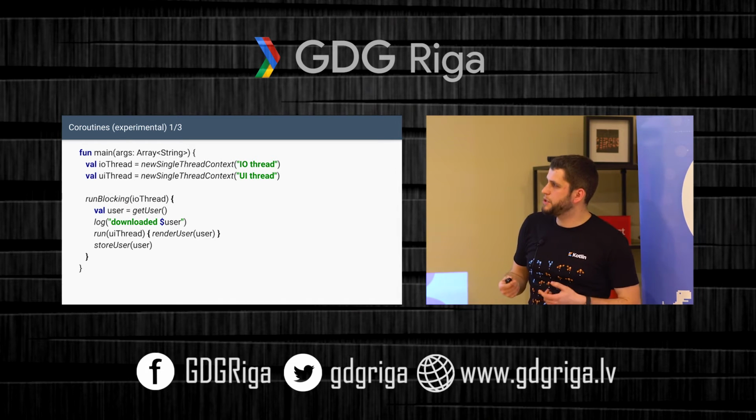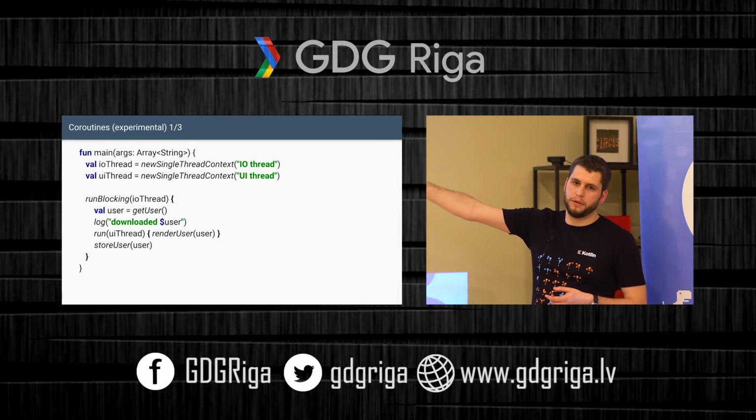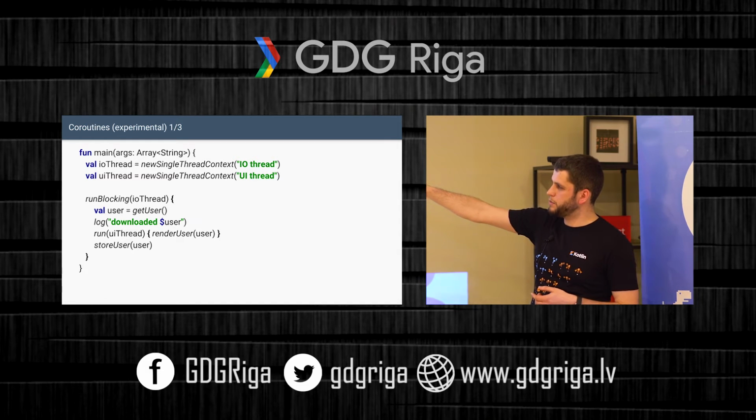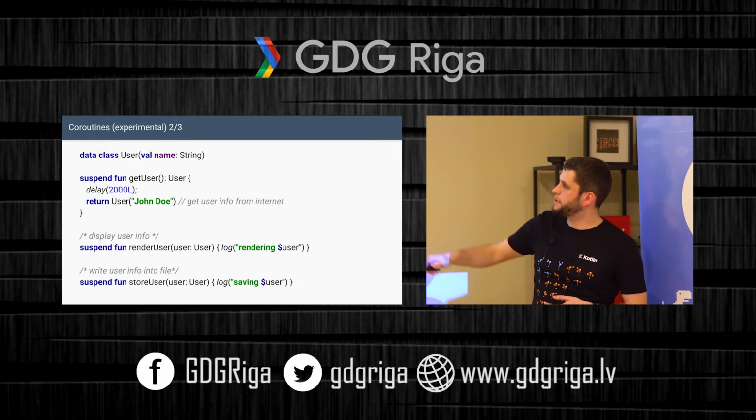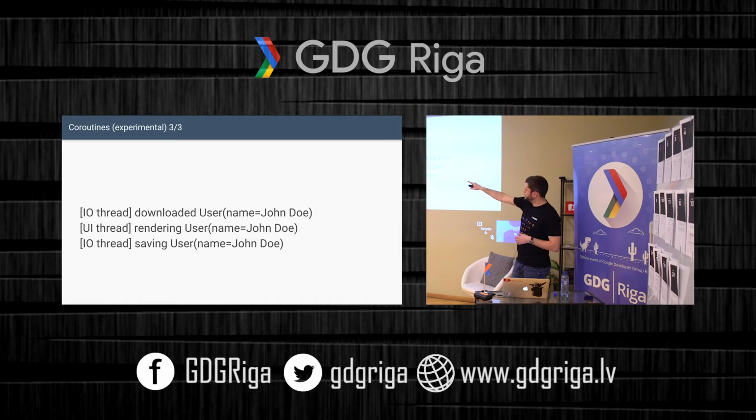While getUser is executed, logs are not printed. Then we are waiting until render user is executed, and store user is not executed. So what happens after all this code runs? We get something like this. So it's downloaded on the IO thread, rendered on the UI thread, and saved back again on the IO thread. So basically, code looks like it's completely single-threaded, but with some keywords and stuff, it actually becomes multi-threading code.